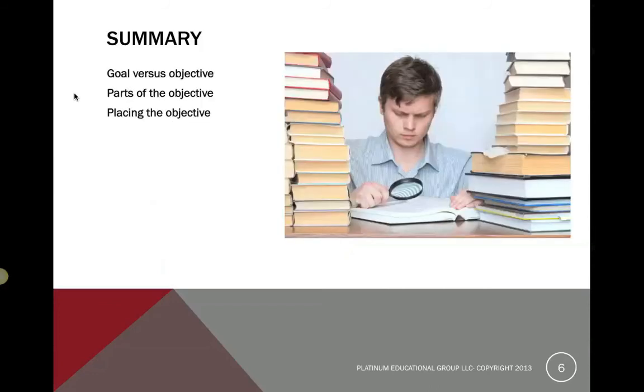So in summary, we've differentiated between a goal and an objective. Goals are global, objectives are specific and measurable. We've talked about the parts. They're A, B, C, D, audience, behavior, condition, degree. Audience, the who, behavior, the what, condition, given what, degree, how well or according to who.